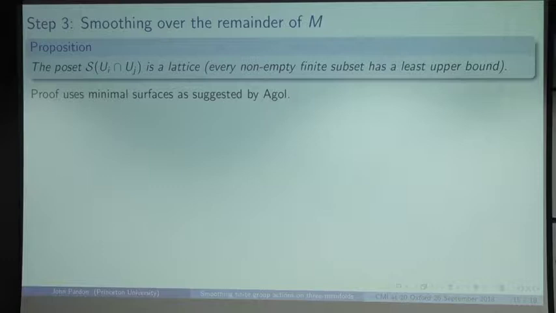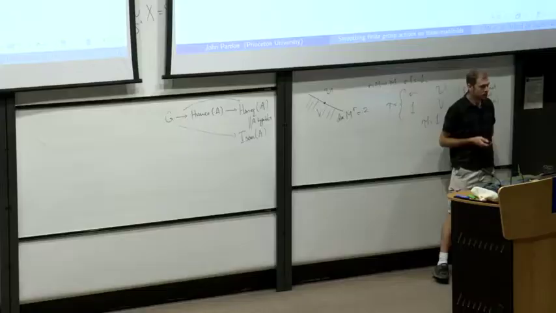When I was thinking about the Hilbert-Smith conjecture, I had some idea, and it was clear it would work if this was indeed a lattice. It seemed to me rather unlikely to actually be a lattice, but Ian Agol gave this proof I'm going to summarize.